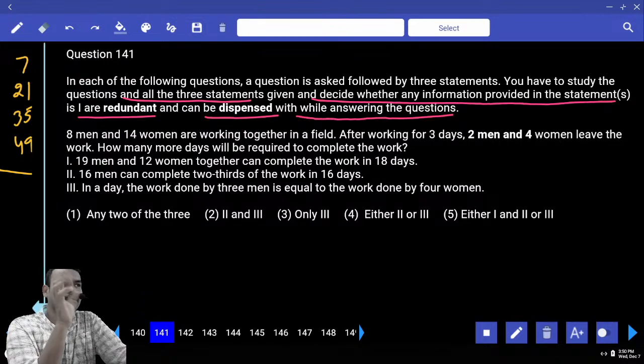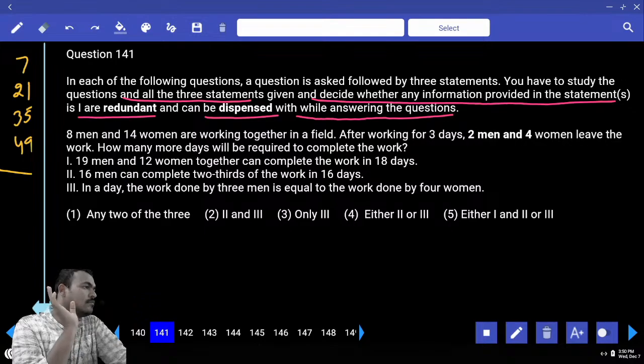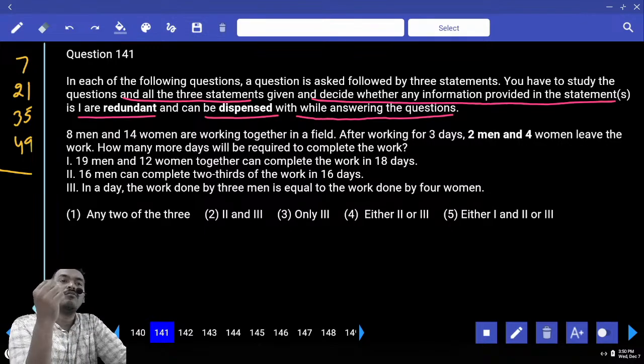First we take the reverse method. What is the reverse method? Given the statements, which one is sufficient to answer the question? If one alone is sufficient, the answer will be 2 and 3. Suppose 2 alone is sufficient to answer the question, the answer is 1 and 3. If 3 alone is sufficient to answer the question, the answer is 1 and 2.